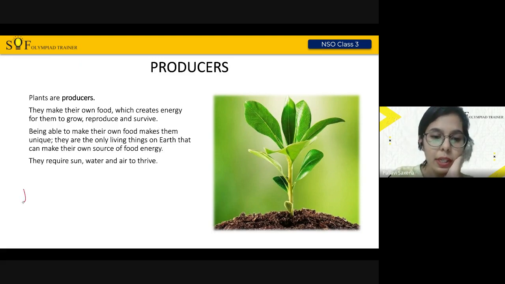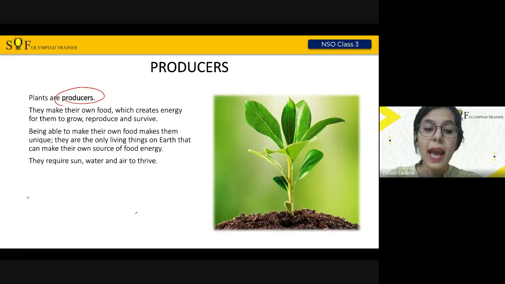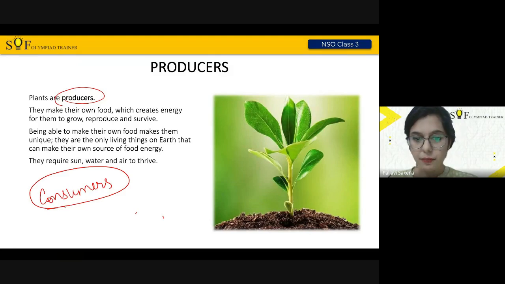So what we're talking about here is that plants are producers. These are organisms which are capable of making their own food. And organisms which eat the plants are called consumers. So obviously, they will not be able to make their own food. Okay, Madhavan, please mute.